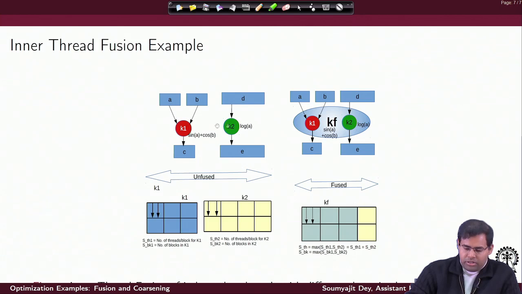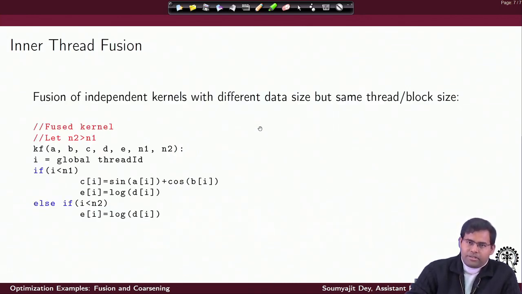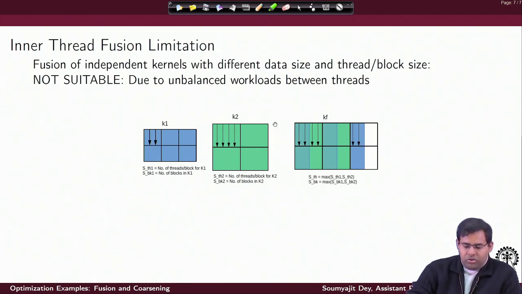Again, we will just recall that these are independent kernels with unbalanced number of blocks, but same amount of threads per block, right. So the different data size is there due to the unbalanced number of blocks. Now, consider the situation where I have a different number of blocks and also a different number of threads per block. That may be a bad thing even for independent kernels, because consider K1 and K2 with this arrangement: 2 threads per block and 6 blocks, and 4 threads per block and 4 blocks.